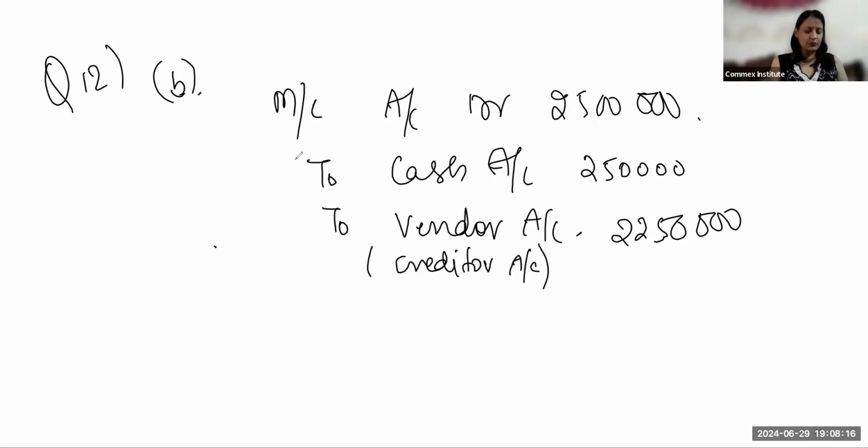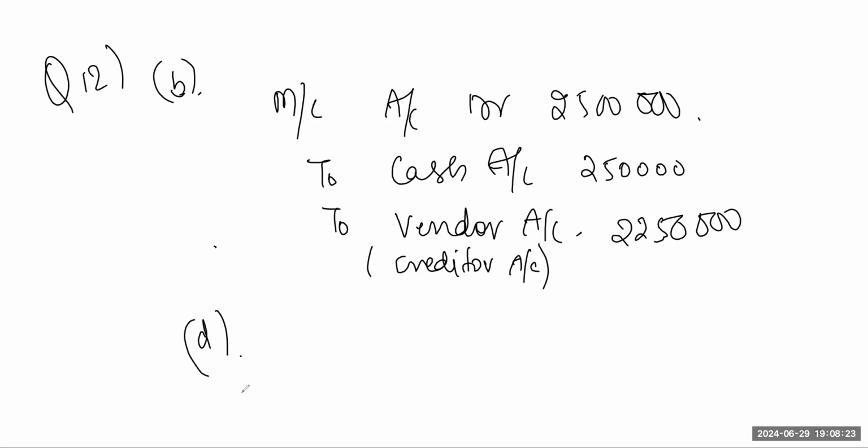Fourth entry, bought goods from Chhabra Brothers. Ma'am, purchases account debit to Chhabra Brothers. Yes, because the name of the party is given, so it's a credit transaction. So it'll be purchases account debit to Chhabra Brothers. Very good.